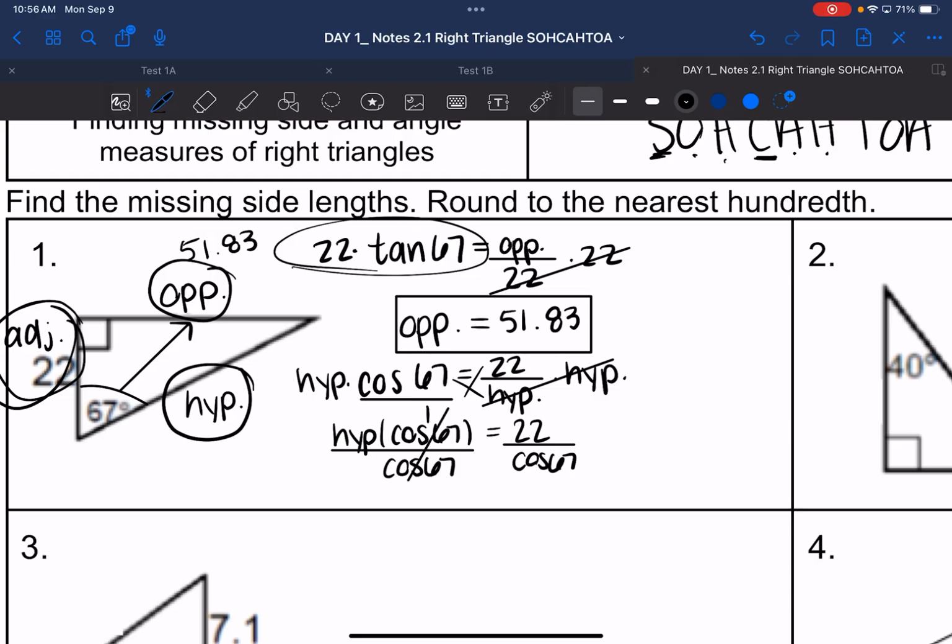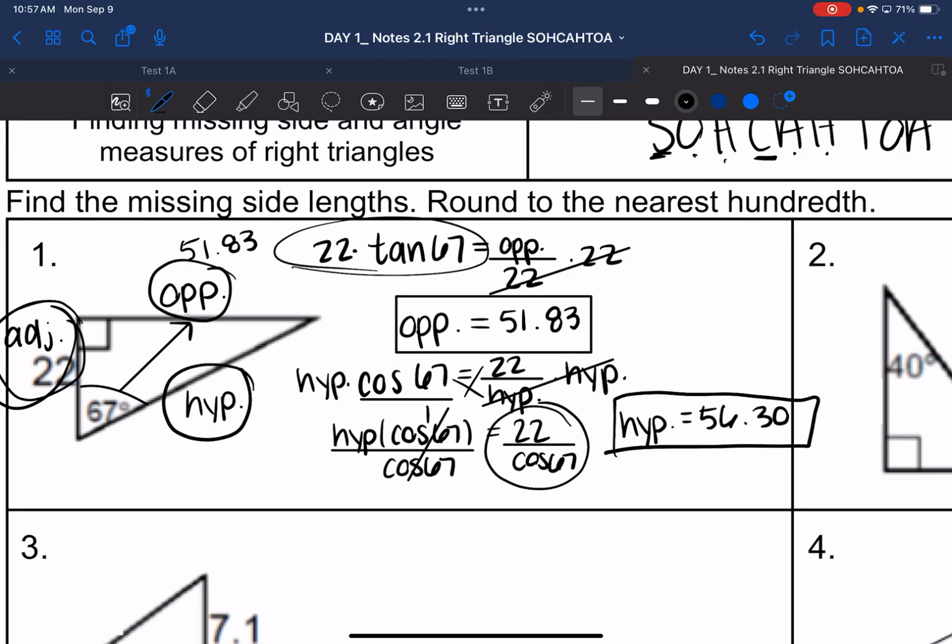All right. So now this would be what we're putting in our calculator. 22 over cosine of 67. When we put that in, what are we going to get for the measurement of our hypotenuse? 56.30. Good. 56.30. Good. All right. Okay, let's do another one together.